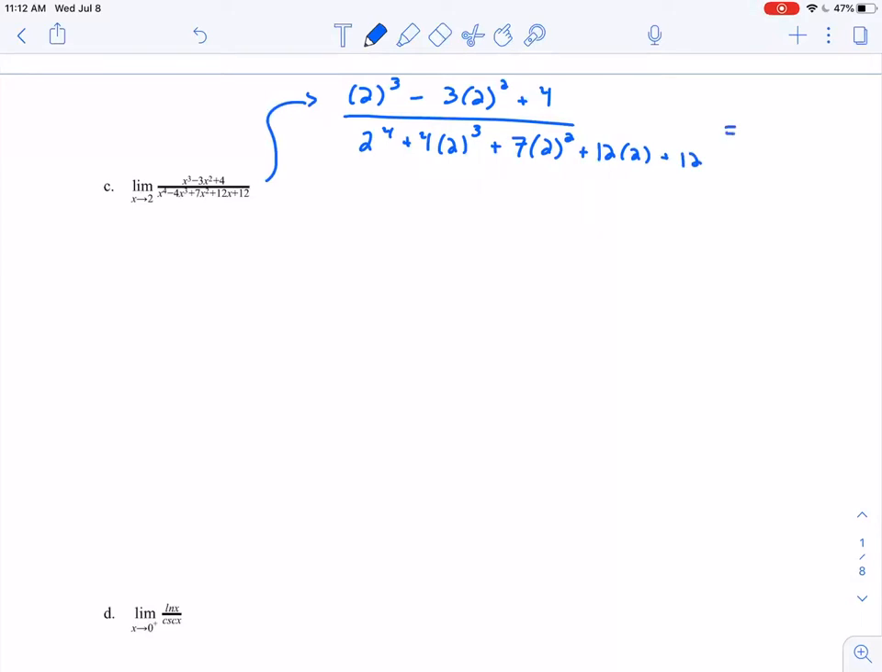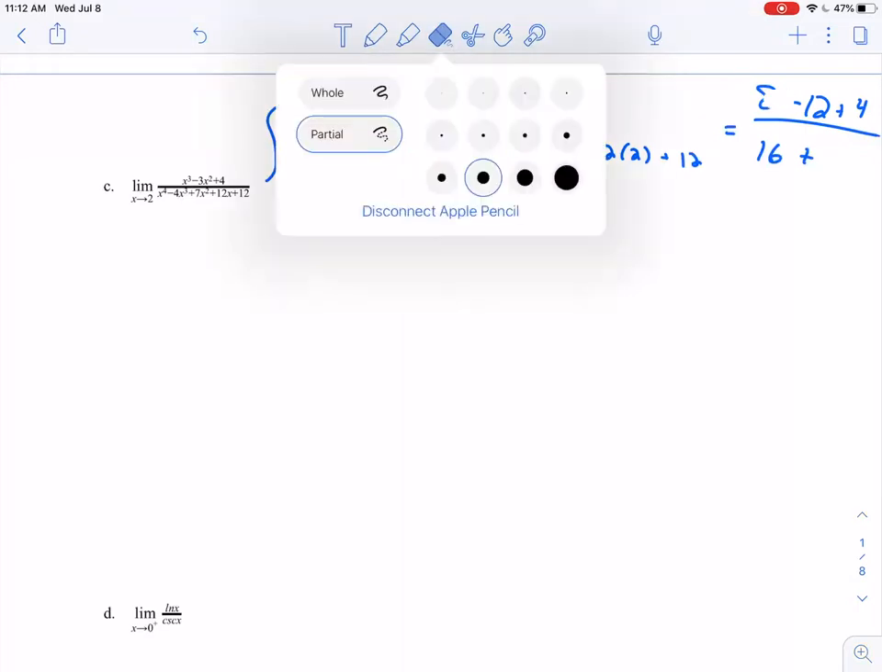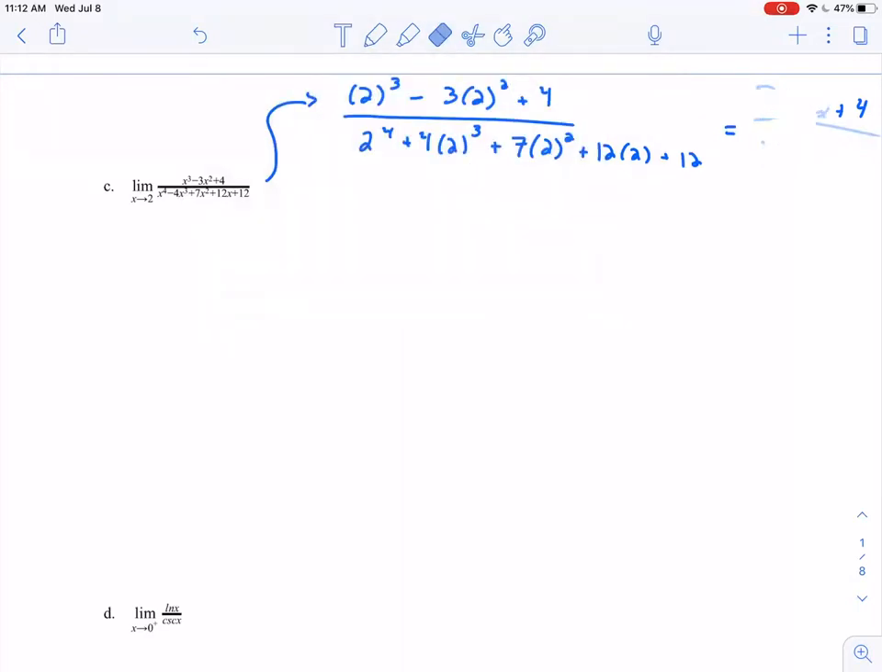And here you'll want to double check. In my numerator, I'll end up with 8 minus 12 plus 4. In my denominator, I've got 16 plus, oh boy, I'm going to run out of room here, aren't I? Let me make some more room. So here we'll end up with 8 minus 12 plus 4 all over 16 plus 4 times 2 to the 3rd. 2 to the 3rd would be 8 times 4 would be 32. Plus, let's see, 28.